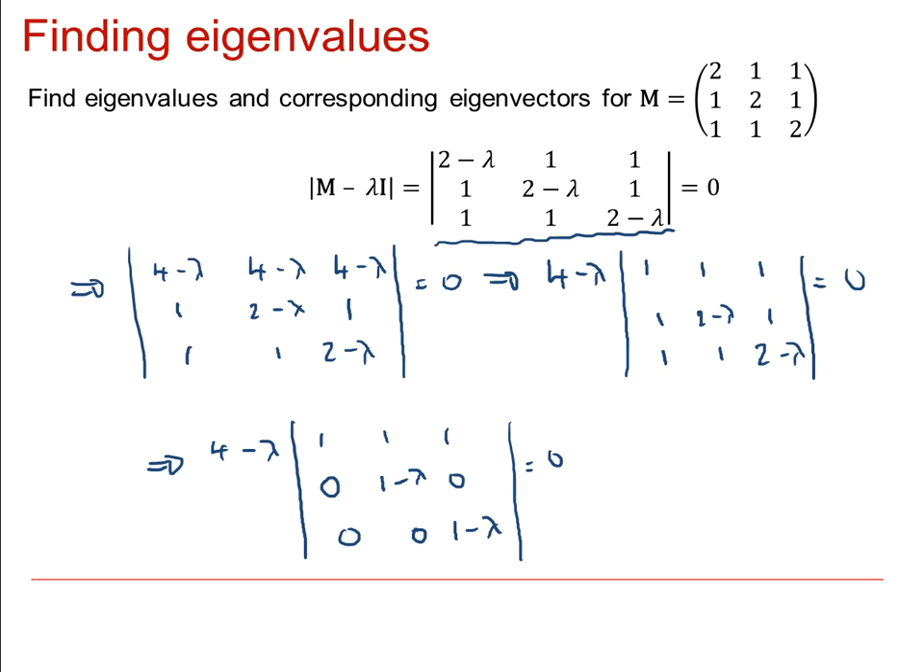Now crucially, this has got zeros in the first column, so I can evaluate this determinant by using the 1 multiplied by the determinant of this block here. So we end up with 4 minus lambda, and if you look at the determinant of the little 2 by 2 block, it's 1 minus lambda all squared. That must be equal to 0. So our characteristic equation in this case is 4 minus lambda, 1 minus lambda all squared, equal to 0.